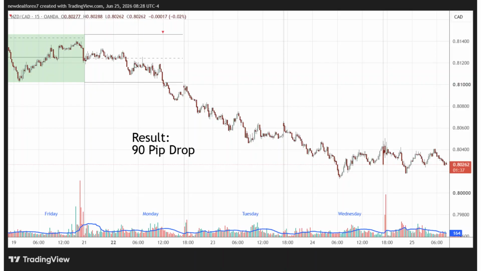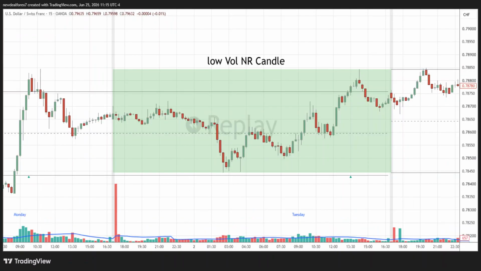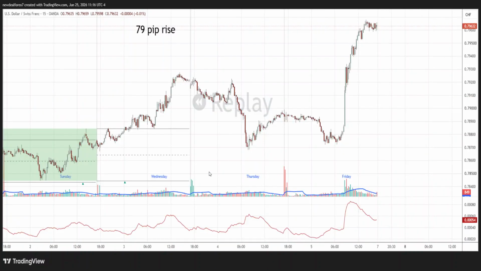So first off, we need to evaluate NR7 candles. What do we look for next? Another low volatility candle right here, a narrow range from a Tuesday. Again, we're not trading in here. There's no volume. Price didn't really do anything. But then look at what happened here. 79 pip rise.